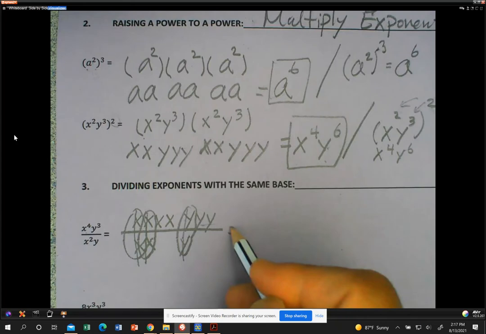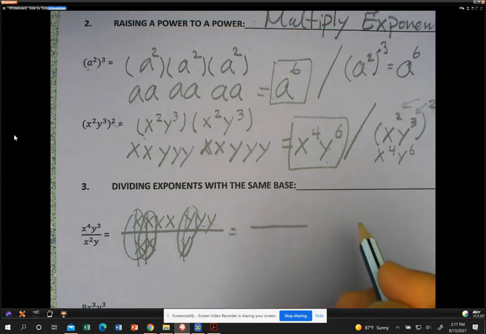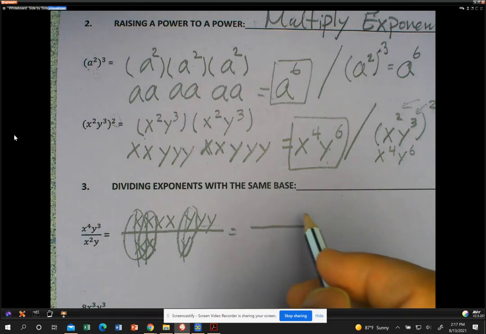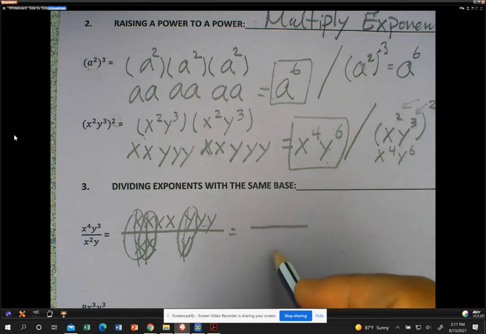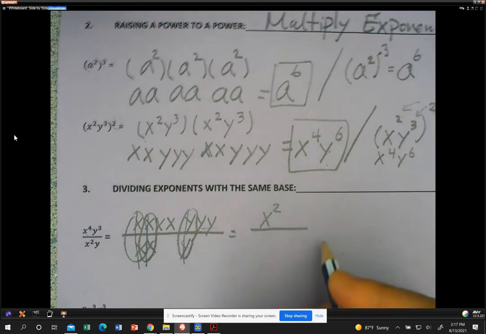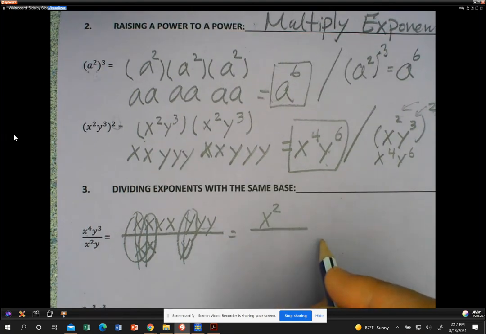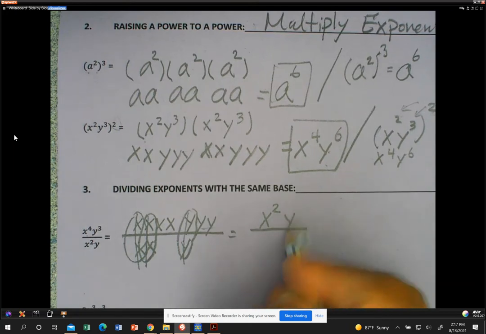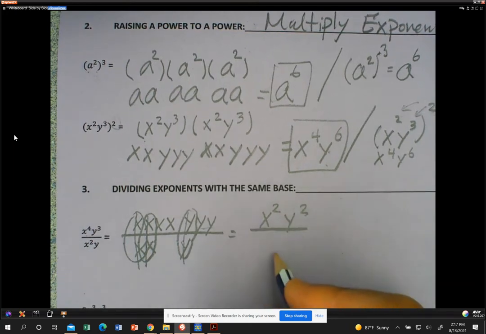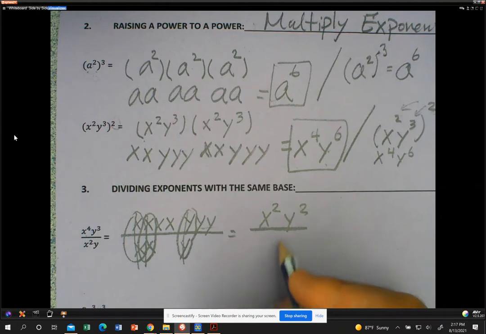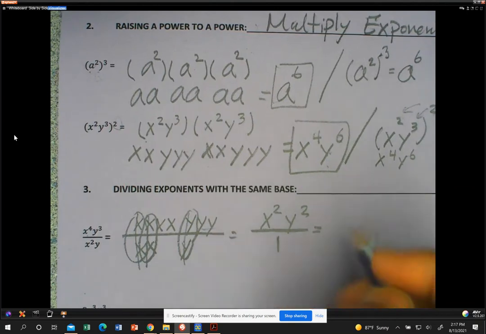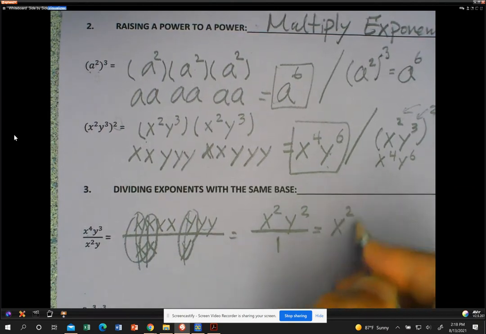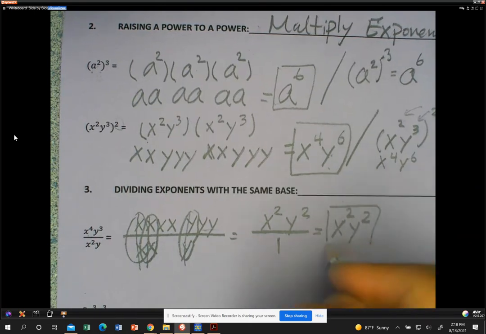So I'd like to redraw the fraction bar again. How many x's are left over on the top after you cancel them? 2. So this is x to the second power. And how many y's do you have on the top after you cancel them? 2. So y to the second. Do you have any x or y at the bottom? No. But you don't have nothing. You actually have 1, but usually we don't put 1. And when you put your final answer, we put it as x squared y to the second. This will be your final answer.